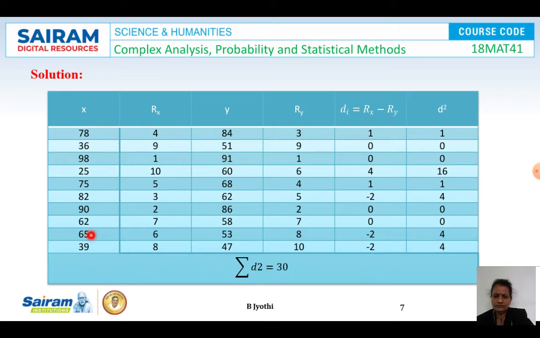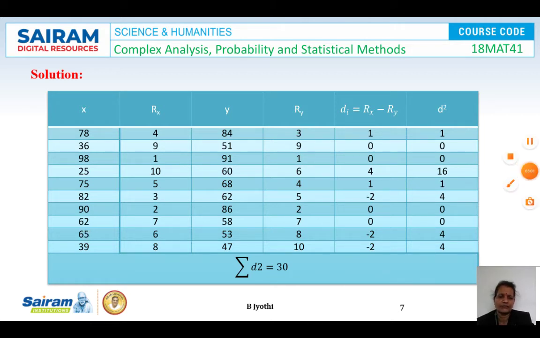The columns are X values, rank of X, Y values, rank of Y. In the previous problem they gave the ranks directly, so the x and y were nothing but the ranks we had taken, whereas in this case they have just given the marks. So how do we put the ranks?